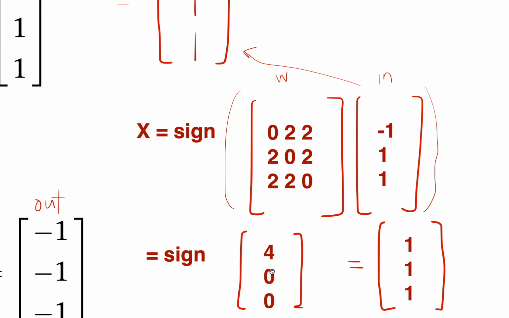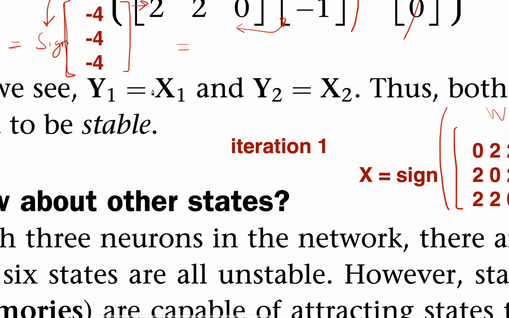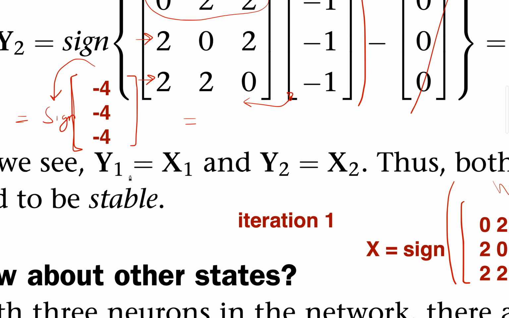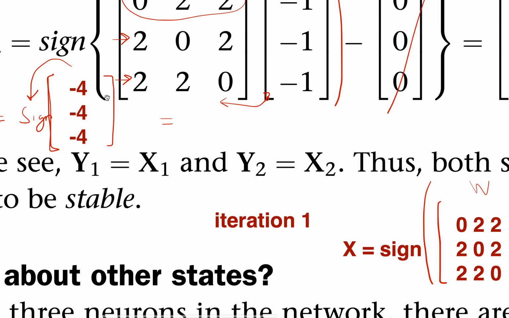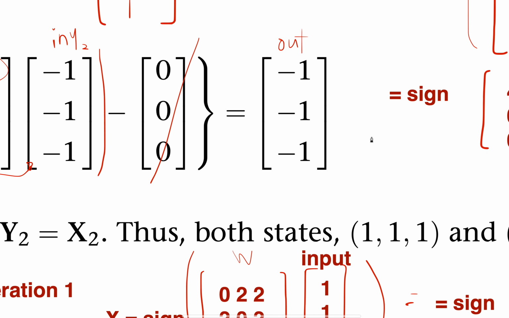When we apply the sign function, if we have a positive value, like the 4 earlier, and all values are 4, 4, 4, then when we apply the sign activation function, we will get all 1, 1, 1. When we get negative values, any negative value, it will become negative 1, negative 1, negative 1.